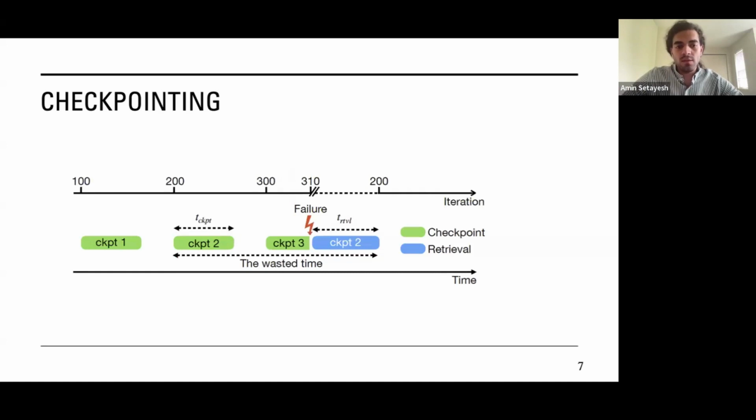To give an overview of checkpointing, this is how you can imagine it. These are the iterations in which the model is being trained, and you take checkpoints. When a failure happens, here while checkpoint 3 was being processed, you have to get the latest checkpoint before that, which is checkpoint 2, and continue from there. This part is the wasted time, because you have to redo some work and also wait for getting the previous checkpoint from where you stored it.